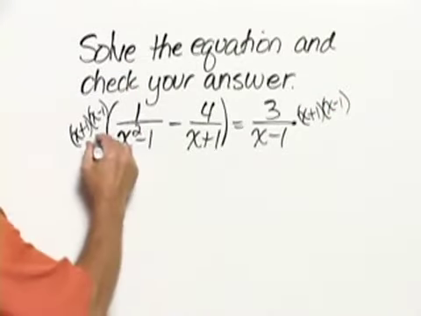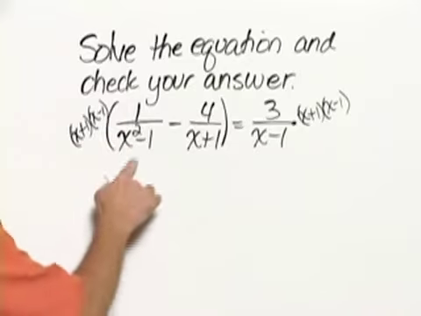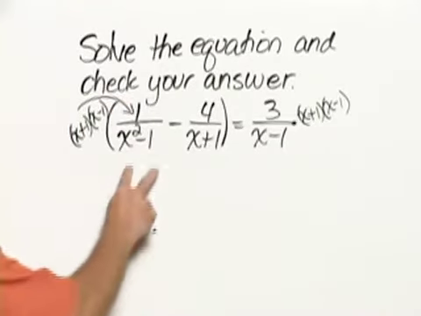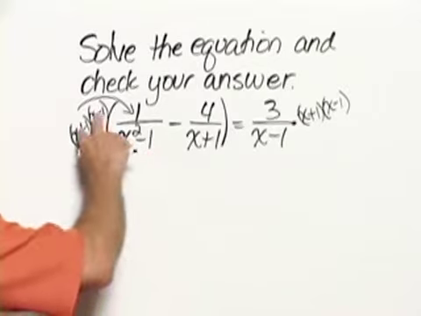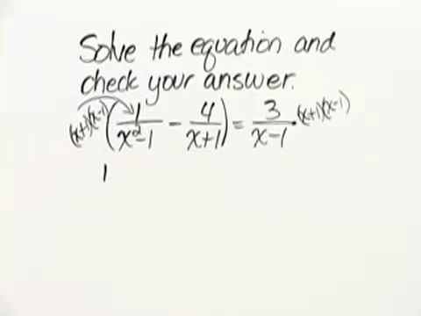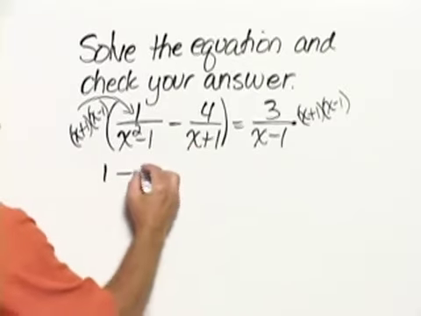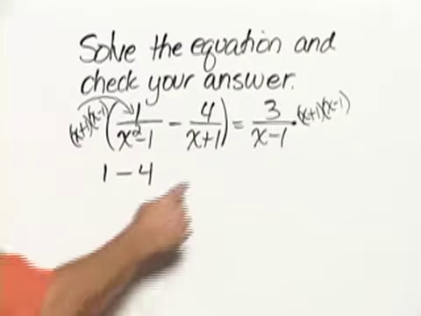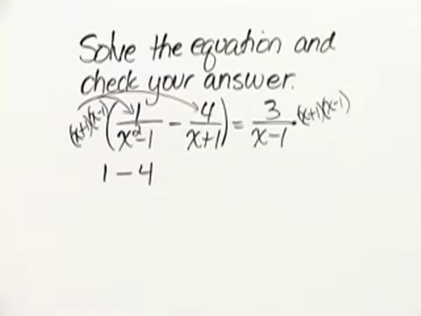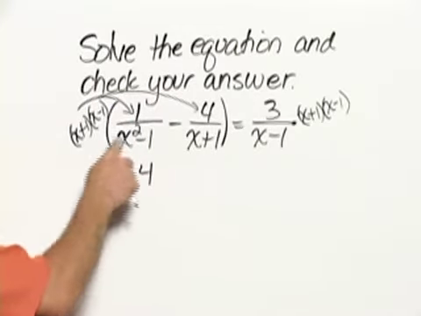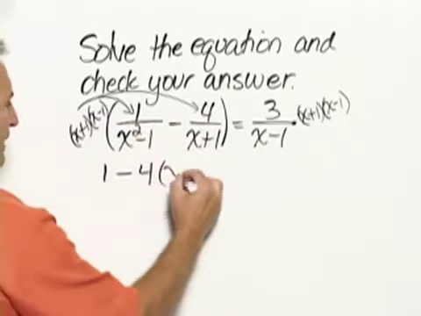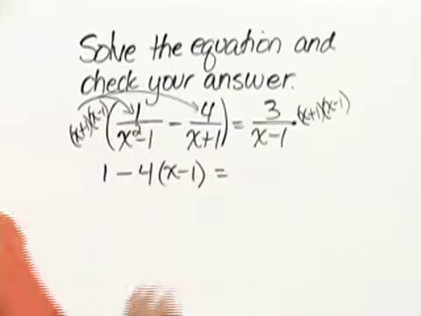On the left-hand side, we need to distribute this. However, when we multiply times 1 over x squared minus 1, the x squared minus 1 will cancel both of those factors, leaving us with simply 1. Now we have minus and then the 4. This time when we distribute the x plus 1 times x minus 1, the x plus 1s will cancel, leaving us with the 4 times parentheses x minus 1.